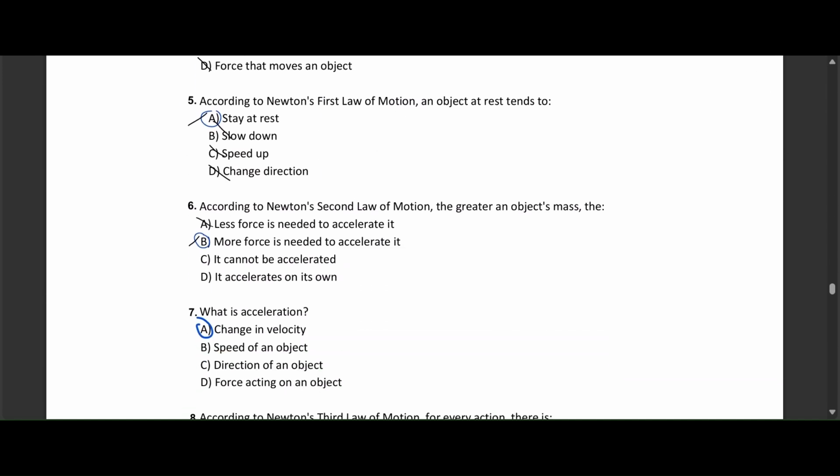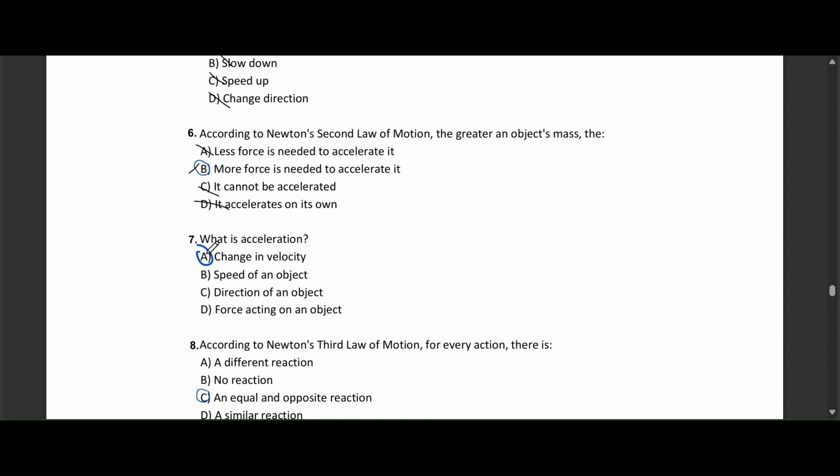Option A is the opposite of what Newton's second law says. Options C and D are both incorrect. All objects can be accelerated if you apply the right amount of force. So the answer is B, more force is needed to accelerate it.